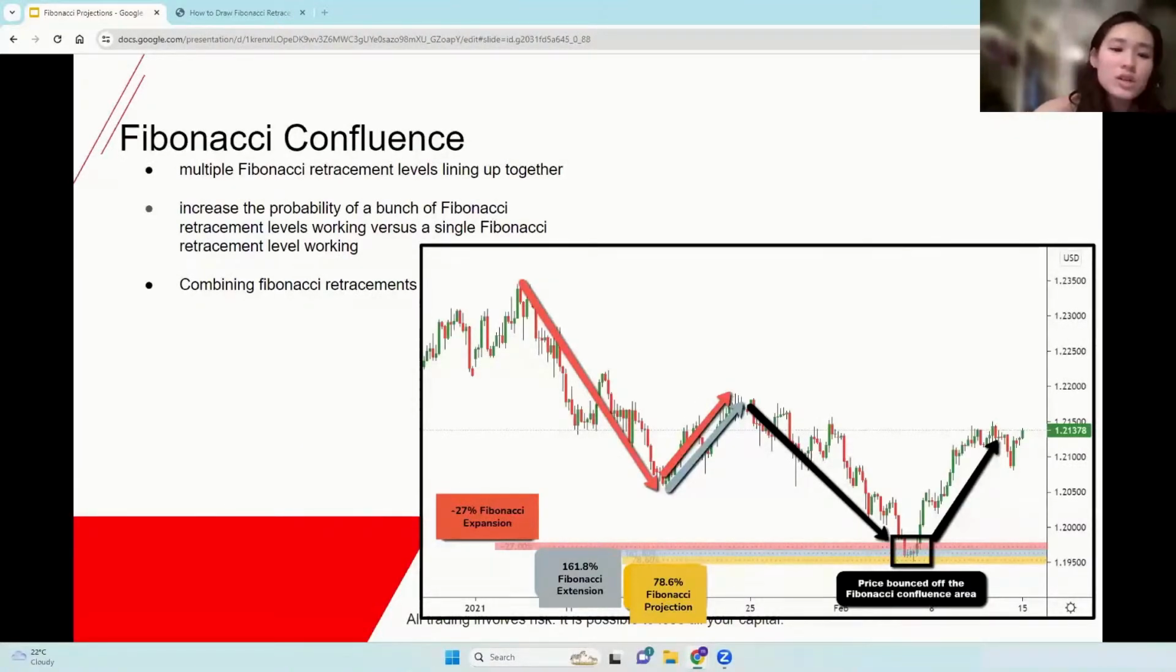Okay, so let's talk a bit about Fibonacci confluence. Fibonacci confluence is basically when you combine multiple Fibonacci retracement levels together so that you can increase the probability of your Fibonacci levels working versus a single Fibonacci level working. It's basically combining all of your Fibonacci retracements, but also with your projection that we just learned.